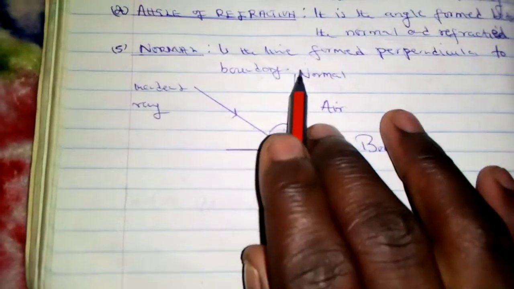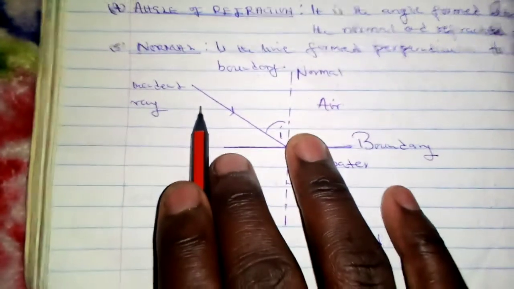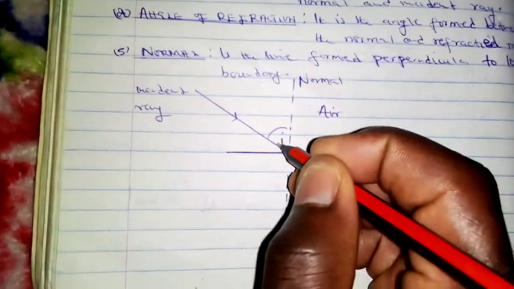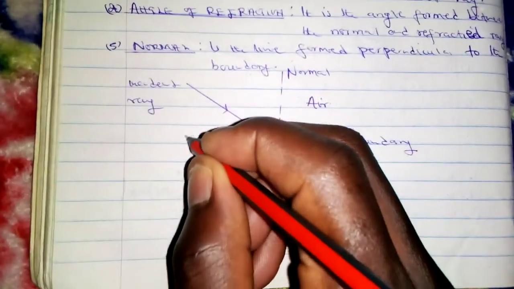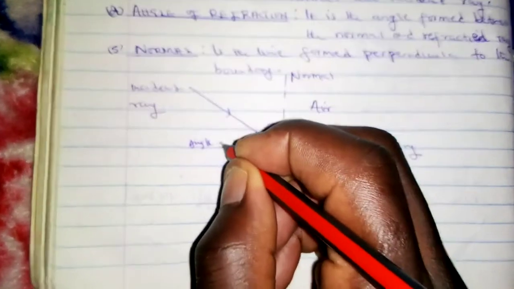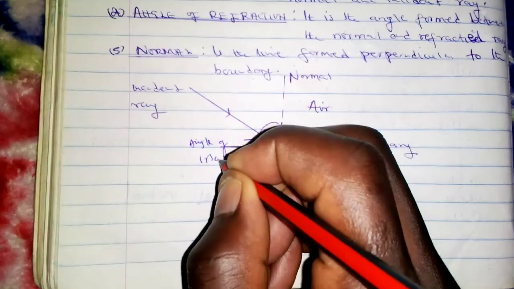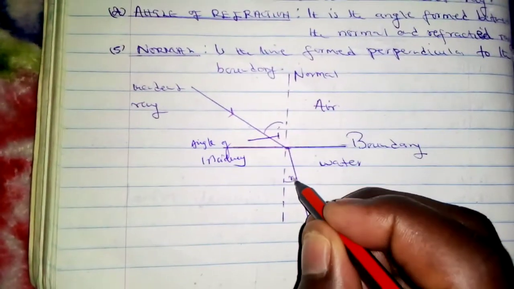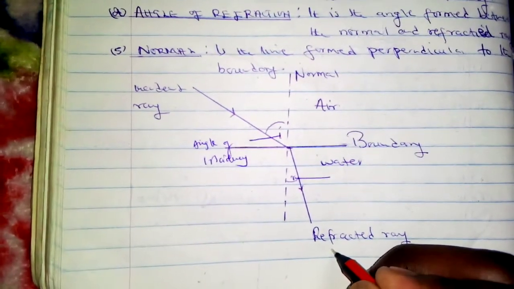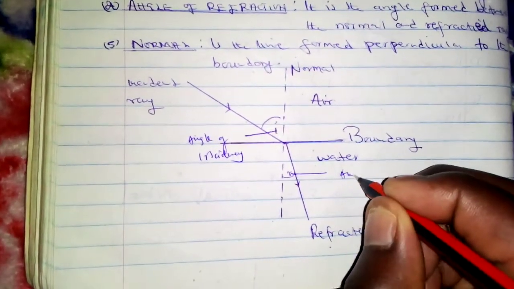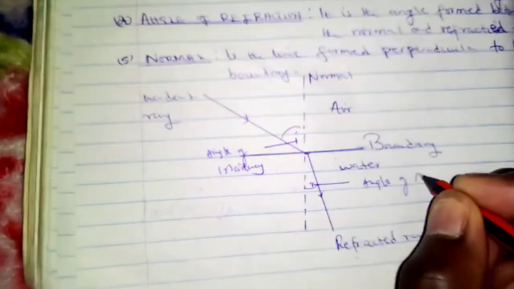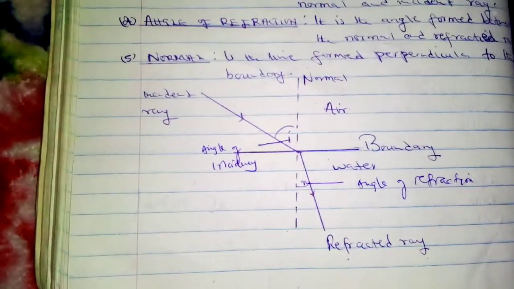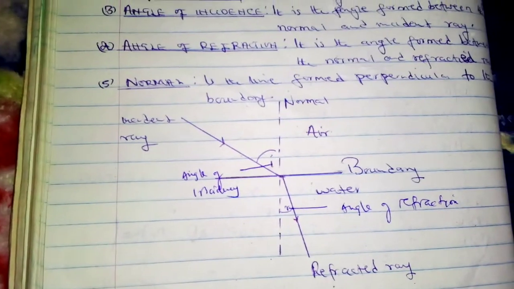The angle formed between the normal and the incident ray is still called the angle of incidence. Angle of incidence. Then the angle between the refracted ray and the normal is called the angle of refraction. So that's what you should know about refraction.